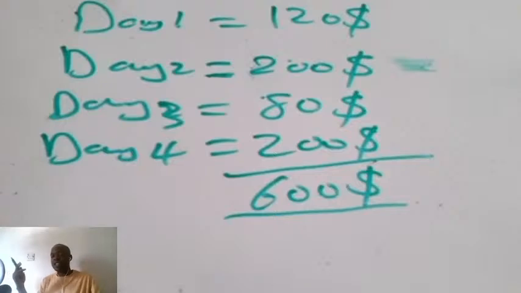So that's week 1. Week 2, you also do the same. You have $600 to $700. So that's how to multiply your account. That's how to multiply your small capital.